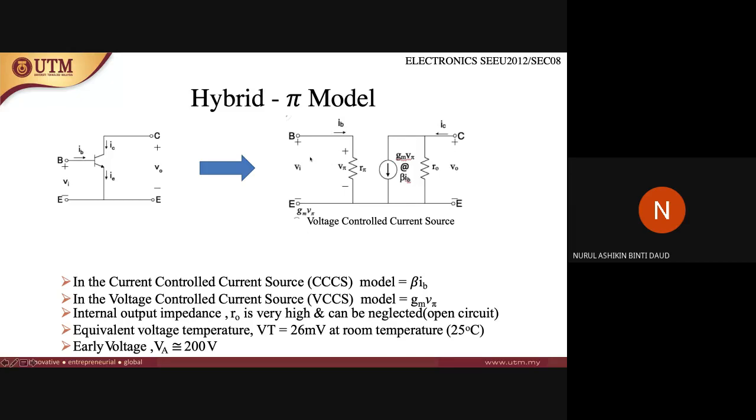So let's look into the hybrid pi model here. There is R pi here, same as just now. You need to draw the AC equivalent circuit for this transistor. The circuit is basically the same as the RE model, but there is an extra RO here.